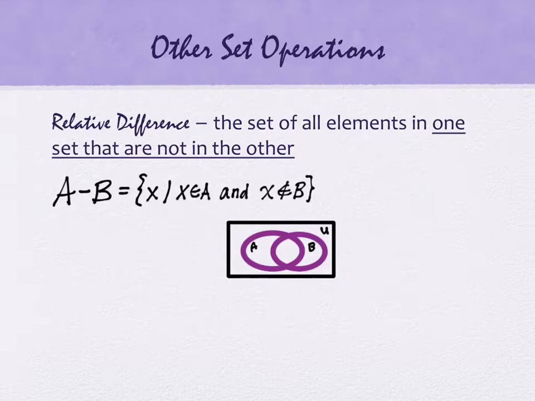There you go. So it'll be this part of A, sort of the moon shape, right? The part of A that doesn't cross into B. That's relative difference.